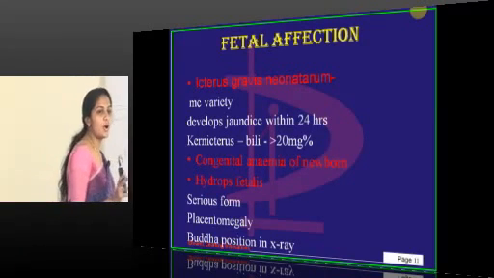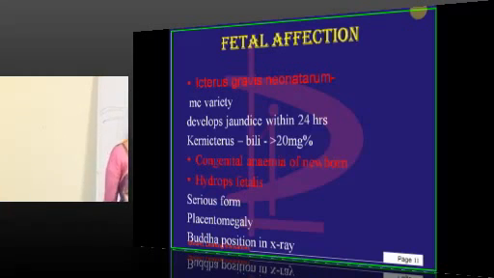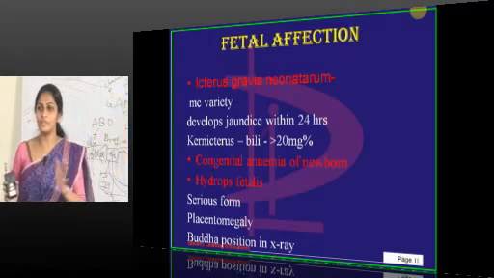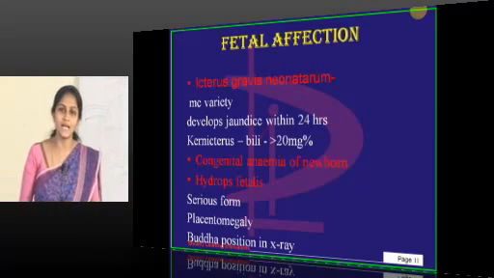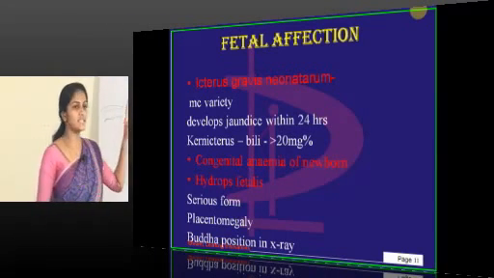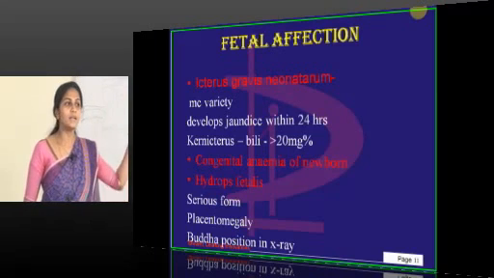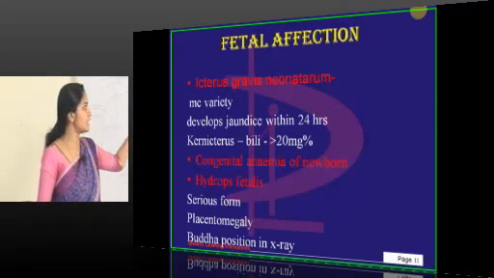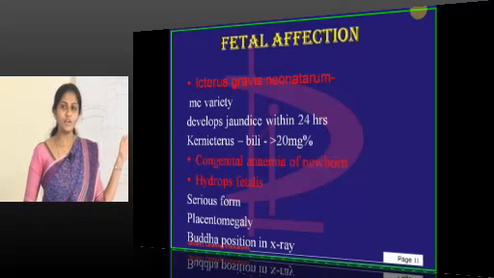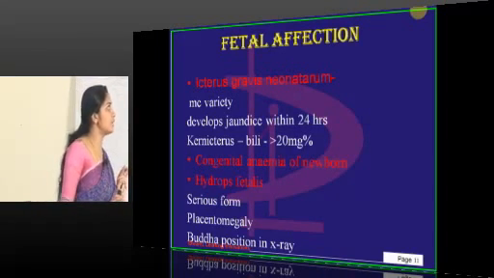The most common fetal affection, this was asked for you. Before going to the most common, what are all the fetal affections? Once a mother is Rh negative, how is it going to affect the baby? There can be icterus gravis neonatorum, but this is the most common. Other things are congenital anemia of the newborn or hydrops fetalis. Out of these three, the most common is icterus gravis neonatorum.